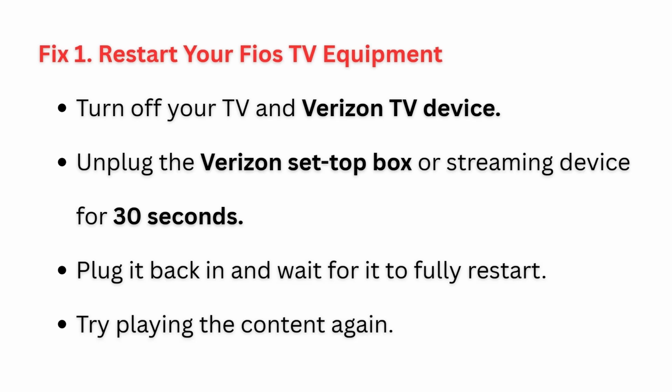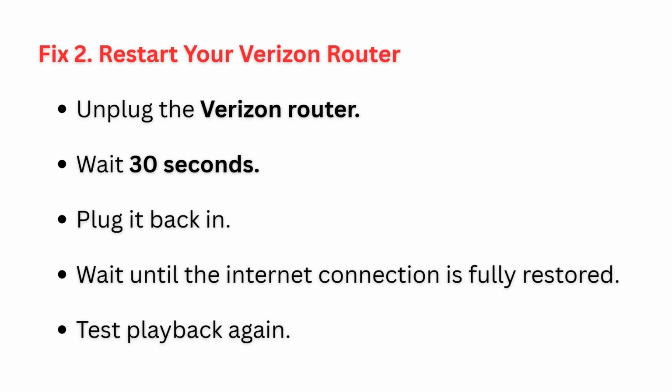Fix 1. Restart your FIOS TV equipment. Turn off your TV and Verizon TV device. Unplug the Verizon set-top box or streaming device for 30 seconds. Plug it back in and wait for it to fully restart. Try playing the content again.